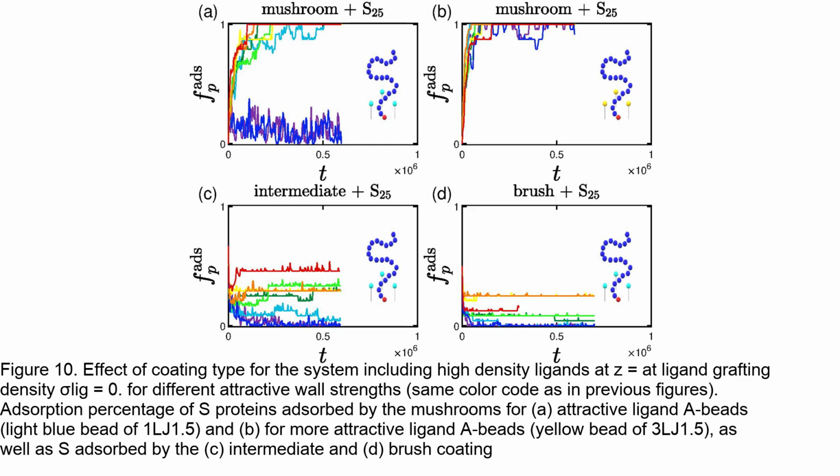Effect of hydrophobicity ratio on protein density profiles. This figure shows the effect of the hydrophobicity ratio on protein density profiles. The x-axis represents the distance from the surface, and the y-axis represents the protein density. The different lines in the graph represent different hydrophobicity ratios. The results show that higher hydrophobicity ratios result in higher protein densities, especially close to the surface.